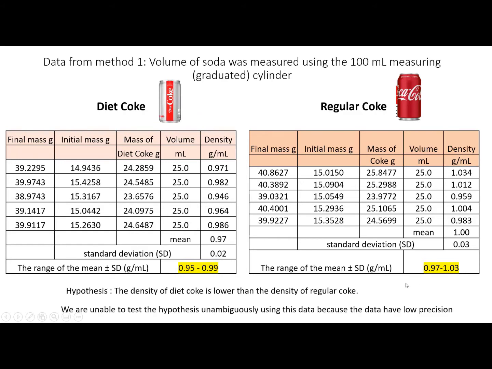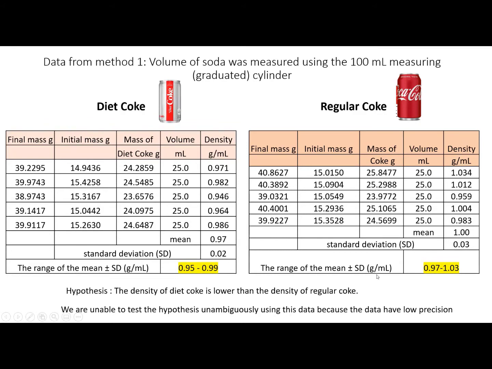Now, let us look at our hypothesis. The density of Diet Coke is lower than the density of regular Coke. That is what we were testing. If we just look at the mean, then the mean of the Diet Coke is slightly lower than the mean of the regular Coke. However, we have a standard deviation that we cannot disregard. That tells us that the true experimental value is a range of the mean plus or minus standard deviation.